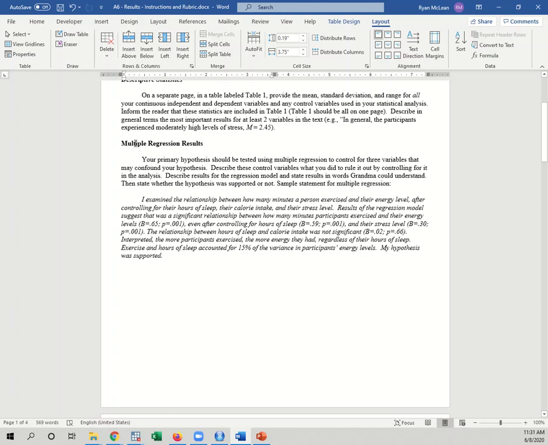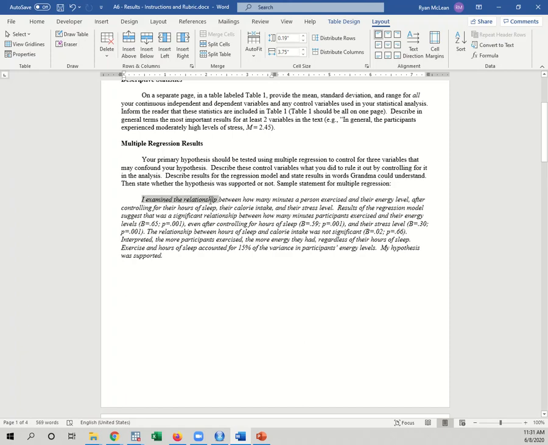So that was how to run it, but then when we write it up, we're looking for a few things. Your primary hypothesis should be tested using multiple regression to control for 3 variables that may confound your hypothesis. Describe these control variables, what you did to rule it out, i.e. by controlling for it in the analysis. Describe results for the regression model and state results in words grandma could understand.